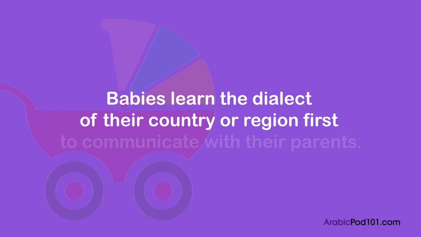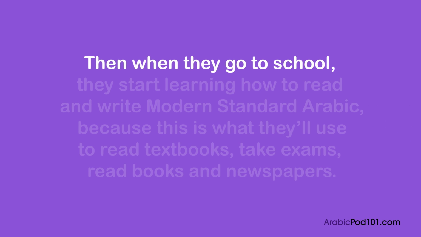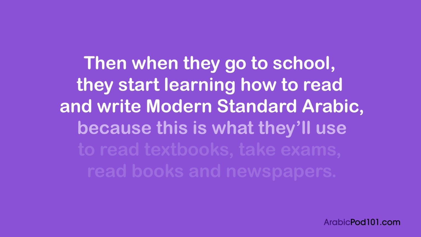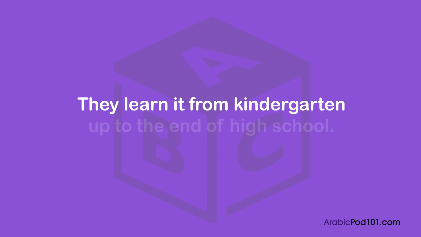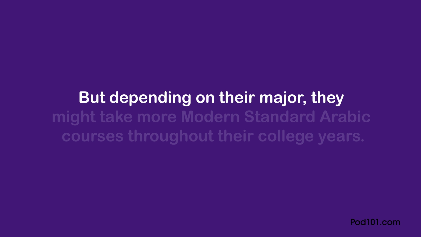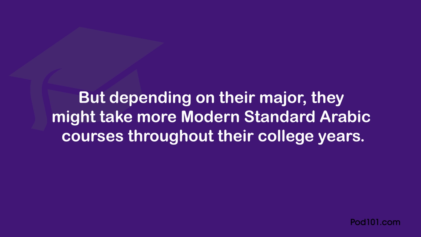Babies learn the dialect of their country or region first to communicate with their parents. Then, when they go to school, they start learning how to read and write Modern Standard Arabic, because this is what they will use to read textbooks, take exams, read books and newspapers. They will learn it from kindergarten up to the end of high school. But depending on their major, they might take more Modern Standard Arabic courses throughout their college years.